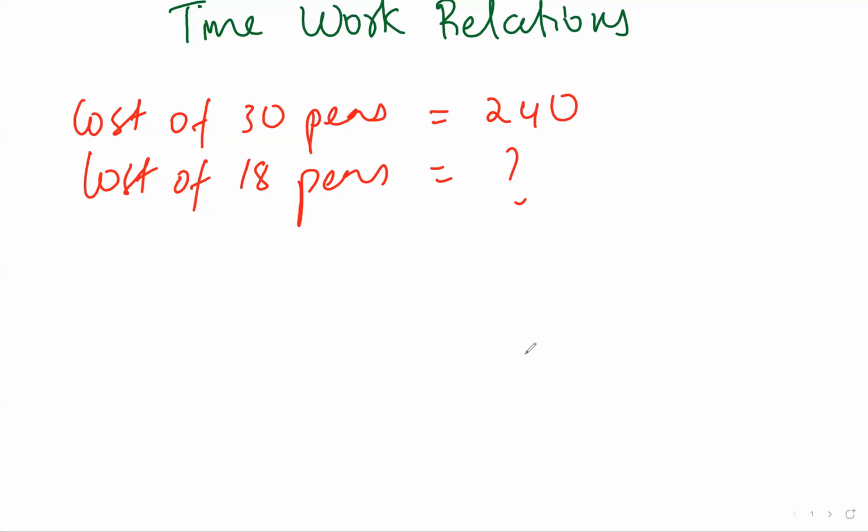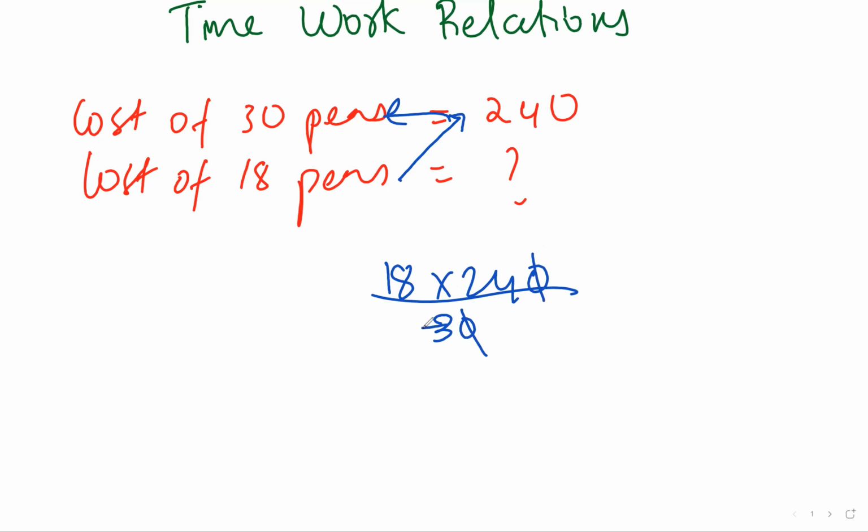So there we can apply cross multiplication. 18 multiplied by 240, opposite one will be divided by 30. Correct. So the answer is what? It is 144. Are you all with me? So the first thing in such kind of questions is you have to understand whether it is direct or inverse.